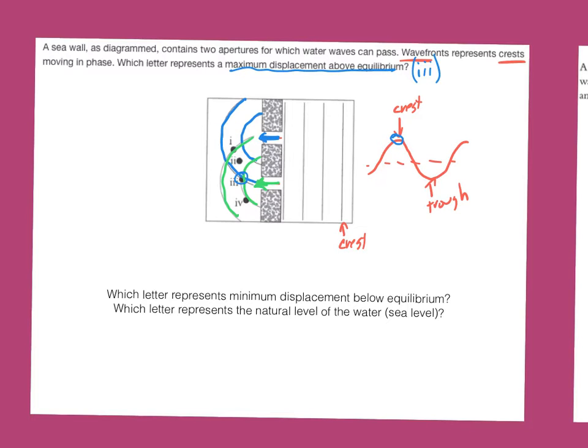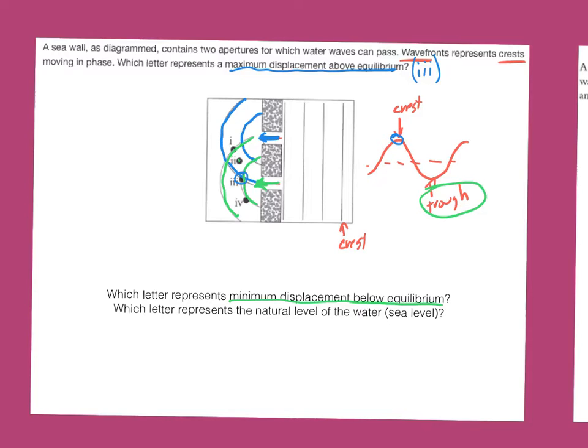Which letter represents minimum displacement below equilibrium? Okay, and I'm gonna clarify this. What this means is the minimum value. It really should be still a maximum displacement below equilibrium, but the lowest part of the wave. Okay, and it should make sense that the lowest part of the wave is going to come when 2 troughs cross each other. Okay, so that's this point right here, II, right?